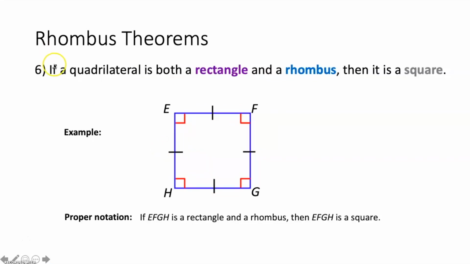The next rhombus theorem says if a quadrilateral is both a rectangle and a rhombus, then it's a square. Now this makes sense. We talked about this earlier. If we have a quadrilateral, let's say EFGH, a rectangle is a parallelogram with 4 right angles. So that's what we have here. A rhombus is a parallelogram where all 4 sides are congruent. So if we have all 4 angles right and all 4 sides congruent, then it forms a square.